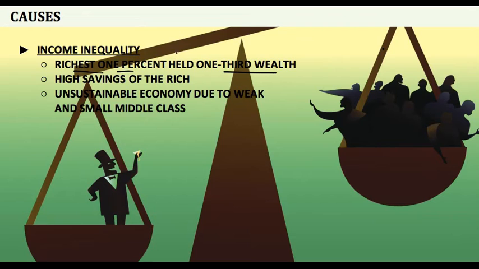So, it resulted in a lot of savings, and resulted in less investment or less consumption in the economy in the long term because of a lot of wealth being held by a small number of people. Second was high savings of the rich. This is derived from the first one itself. The third is an unsustainable economy due to a weak and small middle class.